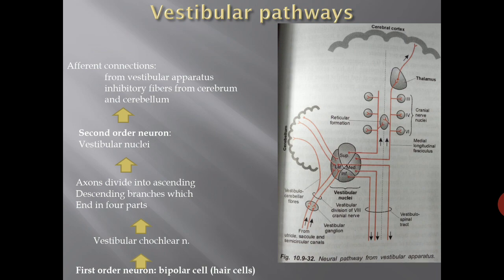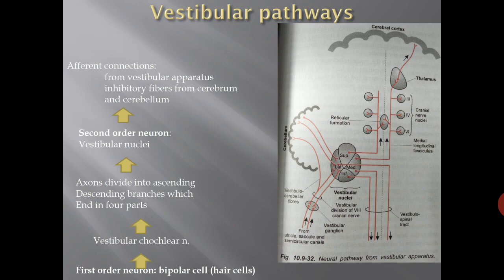So how is it formed? The receptors are the hair cells, as we know, located in the crista ampullaris, utricle and saccule. The first order neuron is formed by bipolar cells. The afferent fibers carrying impulses from the hair cells are dendrites of bipolar cells, which have their cell bodies in the vestibular or Scarpa's ganglion, situated in the internal auditory meatus. This bipolar cell forms the first order neuron of this pathway.